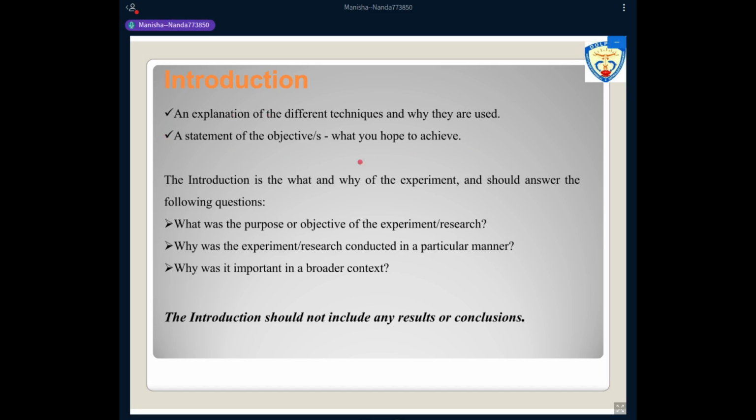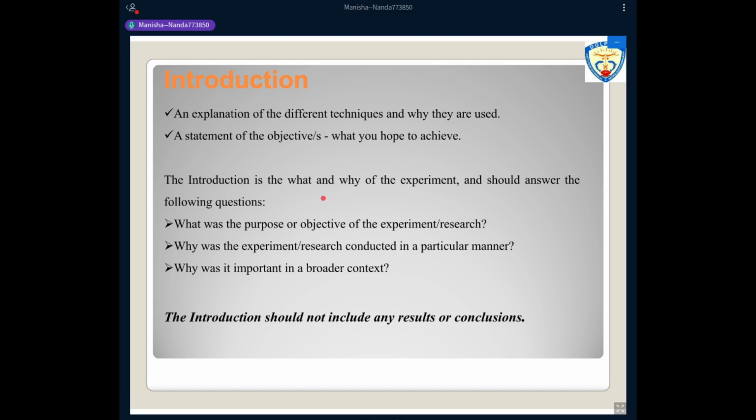In my view, this is the major thing that should be highlighted in your introduction. Because if you're clear with your objectives and you have clearly mentioned that in your introduction, one will easily get to know what you are actually going to do in your research work.